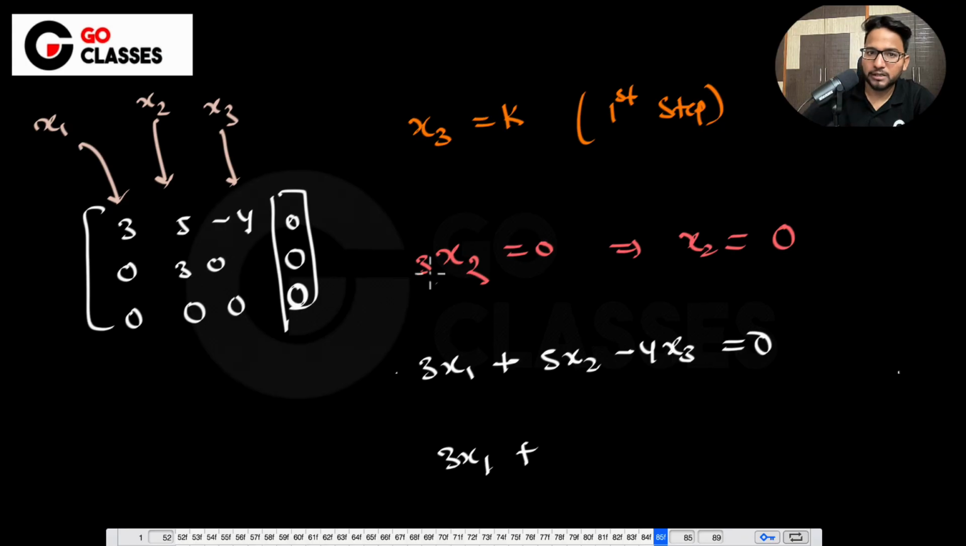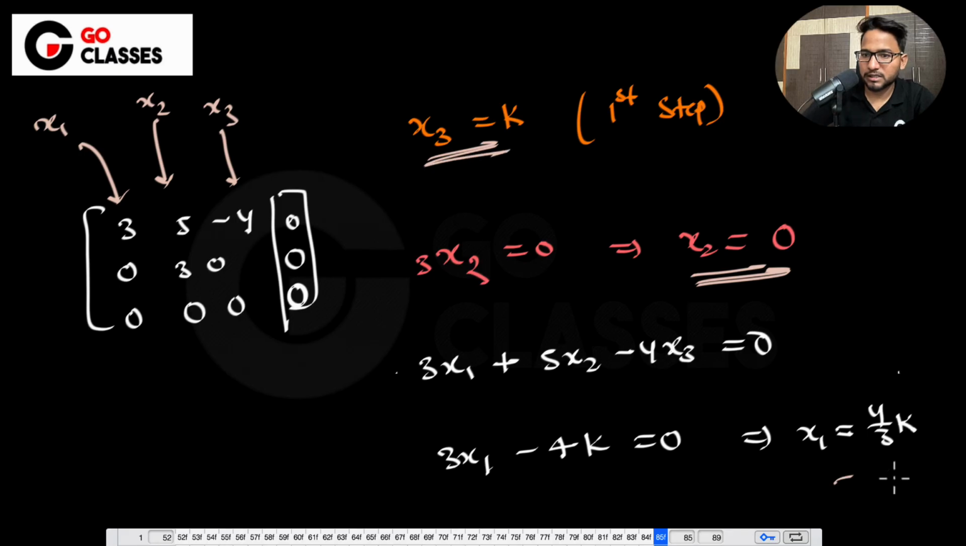So it is 0. And then this is k. So minus 4k equal to 0. From here, you are getting the value of x1, which is 4 by 3k, right? 4 by 3k. I hope you understood how we are calculating the value. Now you got the values of x1, x2, x3. This is x2, this is x3, this is x1.